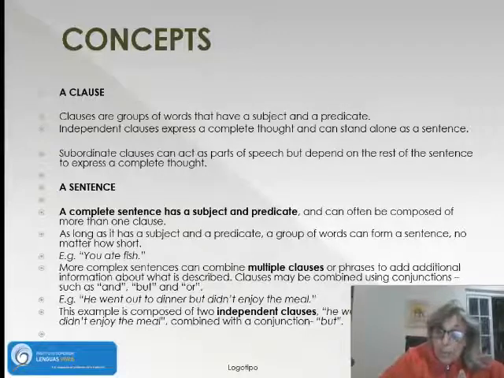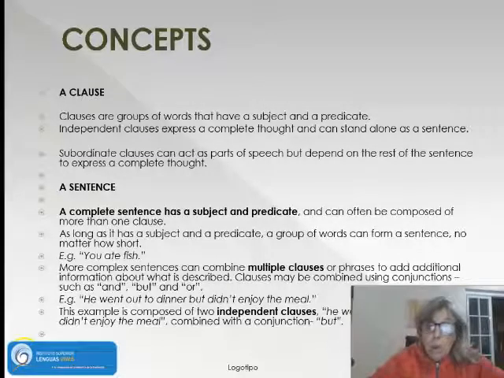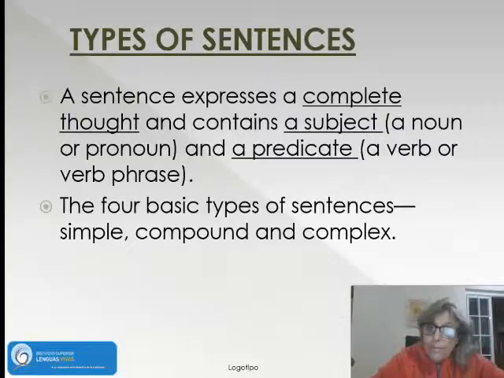So, in this example, you see that there are two independent clauses. He went out to dinner. He didn't enjoy the meal. They are combined or joined by the conjunction but. As we have already said, a sentence expresses a complete thought. It has a subject and a predicate. And there are different types of sentences: simple, compound, and complex.